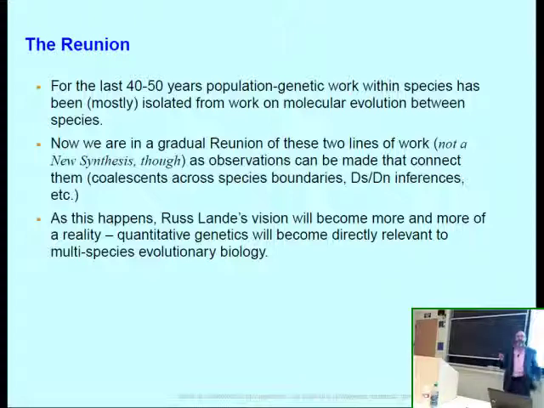And I think that the kind of models that I've shown you, as abstract as they are, are another way of trying to connect together, using now this time the machinery of classical quantitative genetics, these two lines of work. And I think as that happens, we will be able to make Russ's vision of a use of quantitative genetics across multiple species a reality.